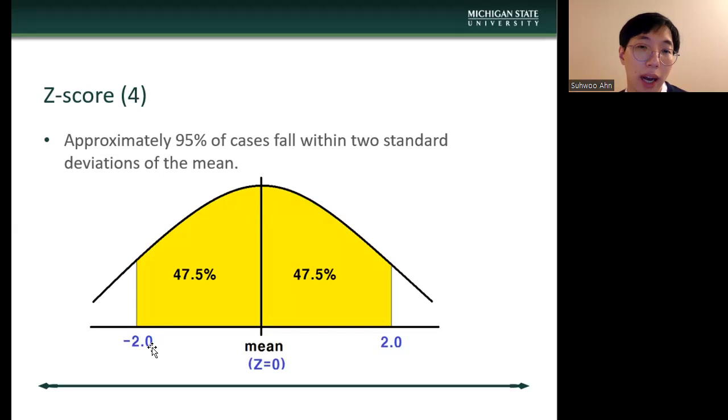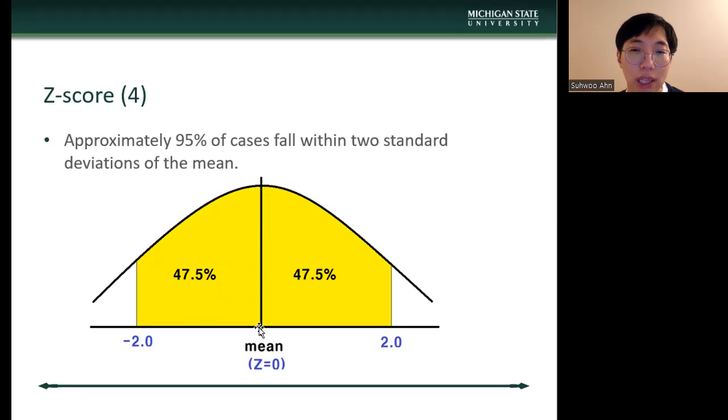Then what happens if the z-score is -2 or 2? If the z-score is -2, the value is 2 standard deviations below the mean. And if the z-score is positive 2, the value is 2 standard deviations above the mean. And also we can think about the proportion of cases. So between a z-score of -2 and 0 in this area, there are 47.5% of cases. Now this is symmetrical.